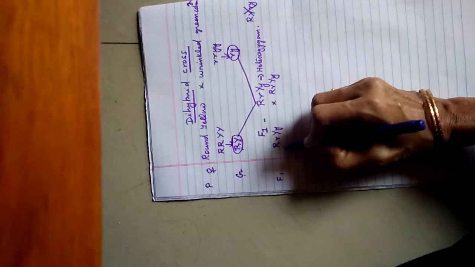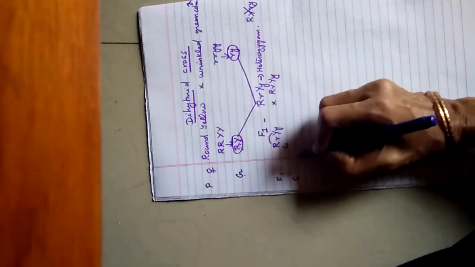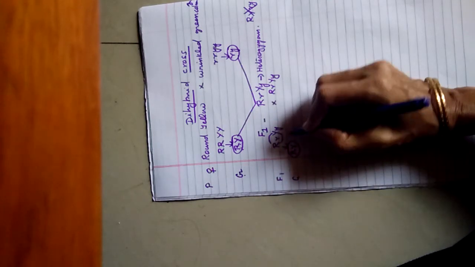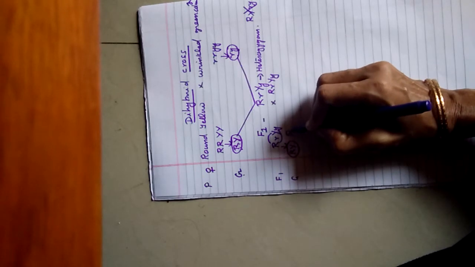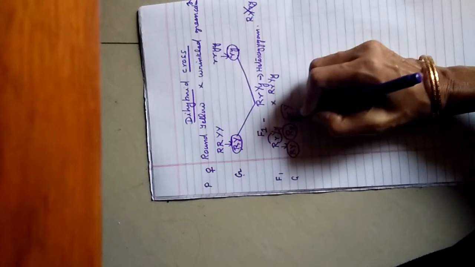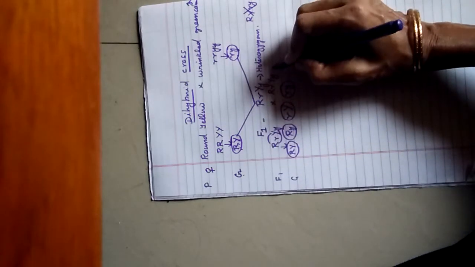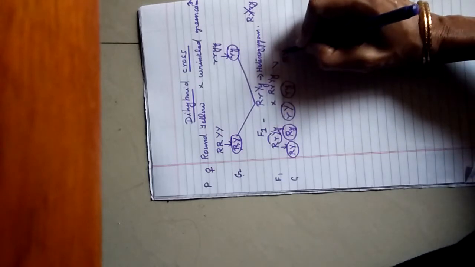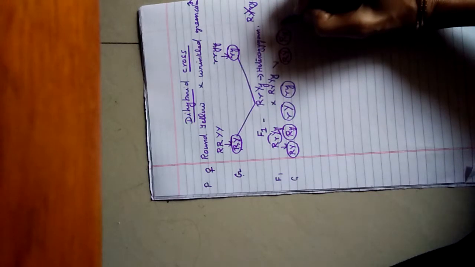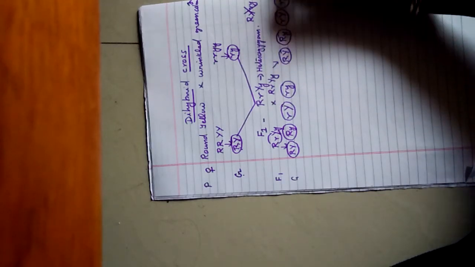After this he took two F1 generation plants and made a self cross. So how many gametes are possible here? First gamete is capital R, capital Y. Second is capital R with small y. Third gamete is small r, capital Y, and the fourth one small r, small y. Likewise, here also you will get one gamete capital R, capital Y, second one capital R, small y, third one small r, capital Y, last one small r, small y.